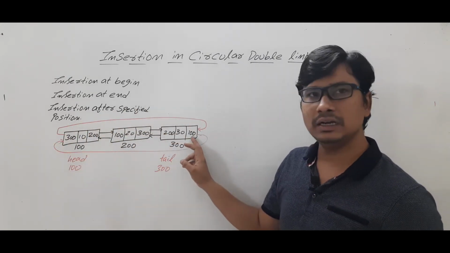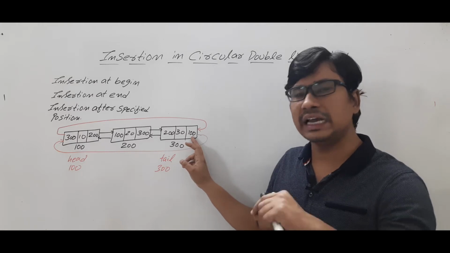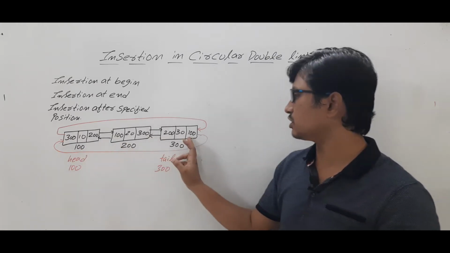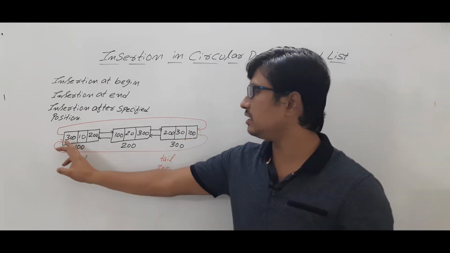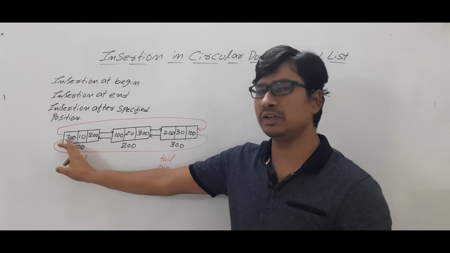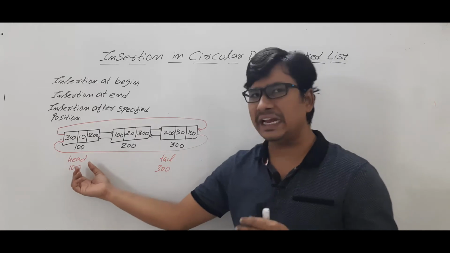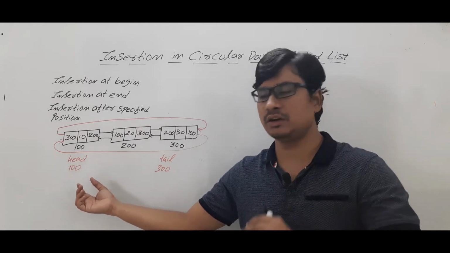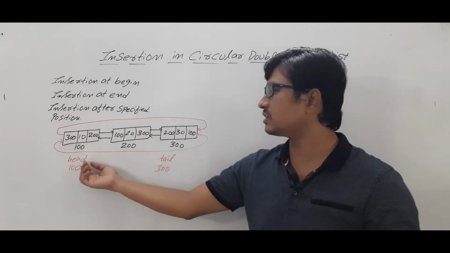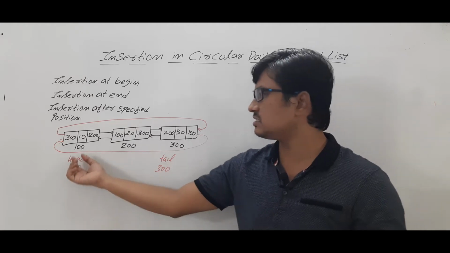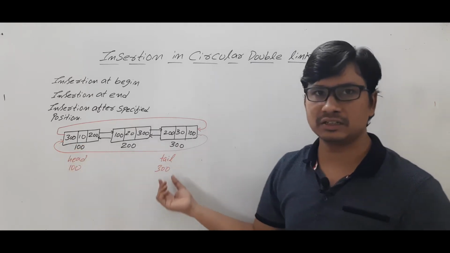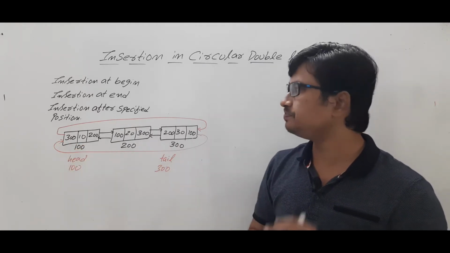So here the address of the next node in the last node will be the address of the first node, which is 100. Similarly, in the first node, the address of the previous node will be the address of the last node, which is 300. And to identify which is the first node and which is the last node, we will have two pointers called head and tail, which hold the address of the first node and the address of the last node respectively.